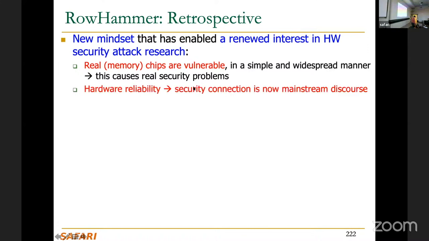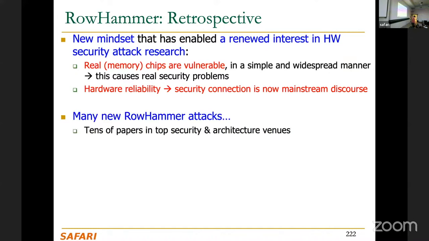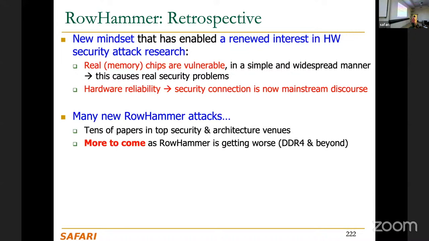And this reliability security connection is now mainstream, even though we knew about this connection. There's no question about that, right? As that paper showed, now it's mainstream, right? Because you could actually do this in real chips. So that's why you see a lot of RowHammer attacks. I believe there's more to come. Let's see if we see it in DDR5, as you asked the question.